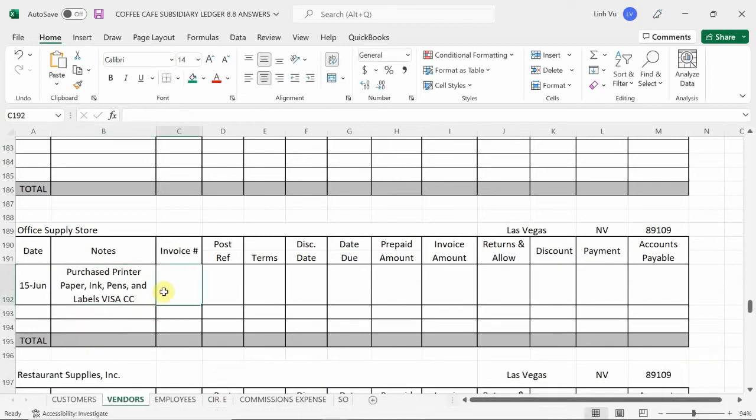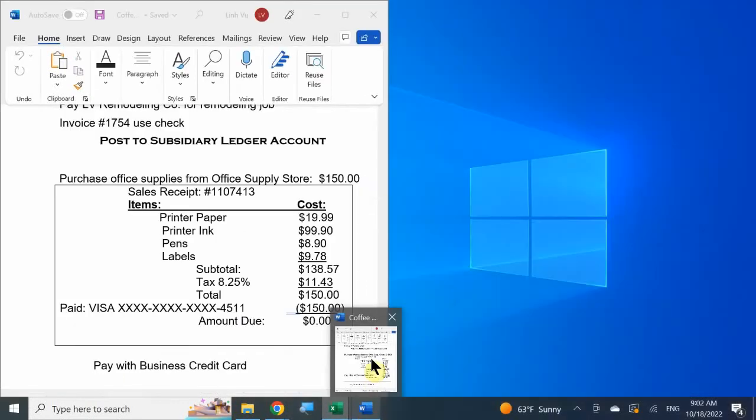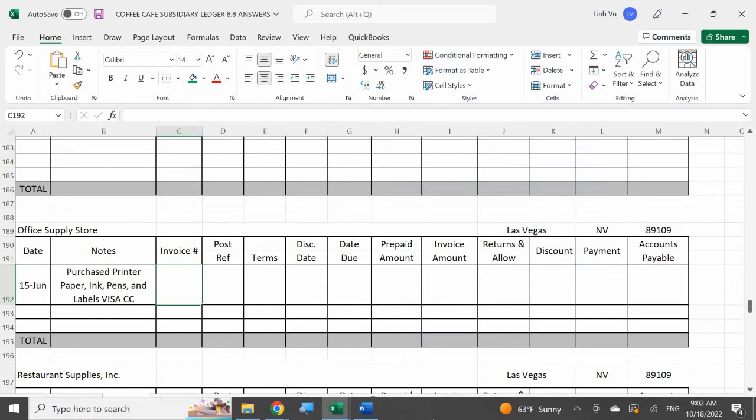Okay, so what was the proof of transaction? The sales receipt. So let's see what that sales receipt number was. 1107413. Good. So sales receipt number 1107413. Post reference, what journal am I on? Journal 5. Okay. How much did the receipt say that I owed? $150. And I paid with my credit card. Yes.